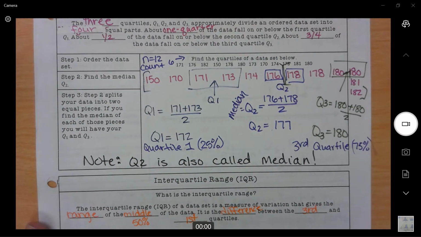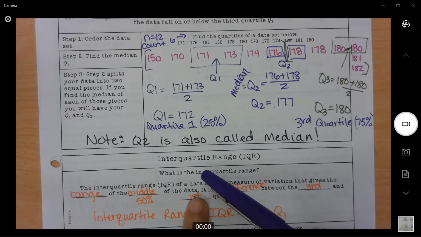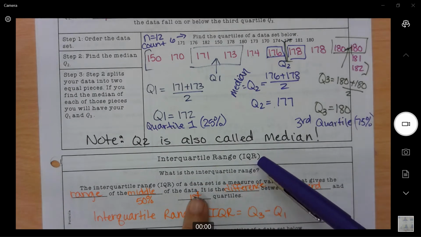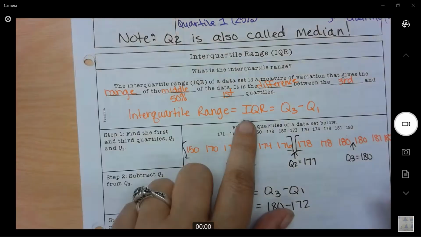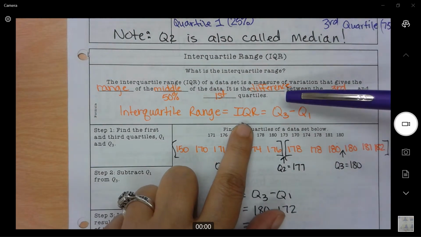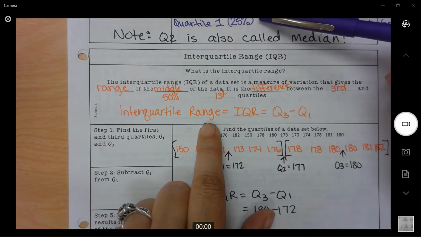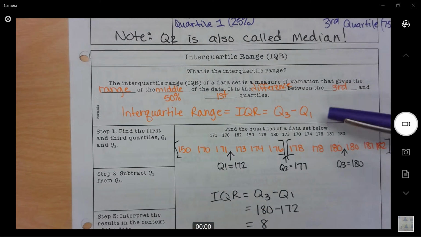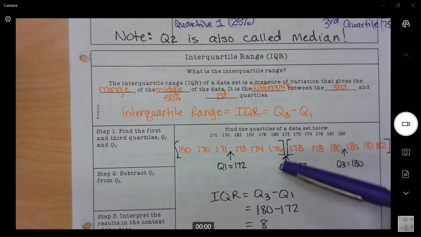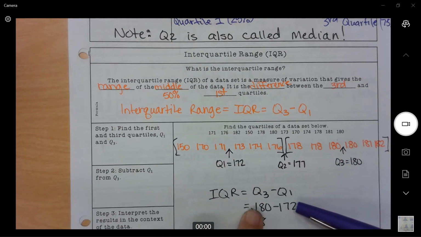Now we need Q1 and Q3 to be able to do the IQR. IQR is the interquartile range. We call it IQR because it's really a lot of words in our mouth. But it's basically similar to a range, except this time instead of finding the max minus min, we're going to do the 75th percentile minus the 25th percentile. So Q3 minus Q1. So it's basically the same thing. You find your middle, you find your Q1, you find your Q3, and then we subtract.